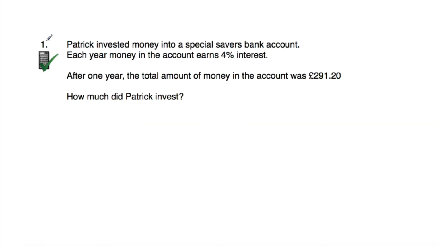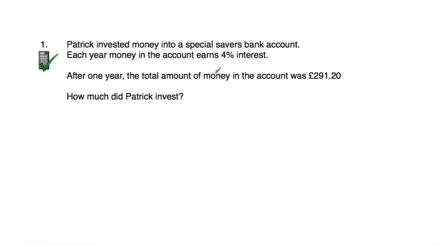Okay, so let's have a look at our first question, question number 1. Question number 1 says, Patrick invested money into a special savers bank account, and each year the money in the account earns 4% interest. After 1 year, the total amount of money in the account was £291.20. How much money did Patrick invest? There's a few different approaches we could use to do this question.